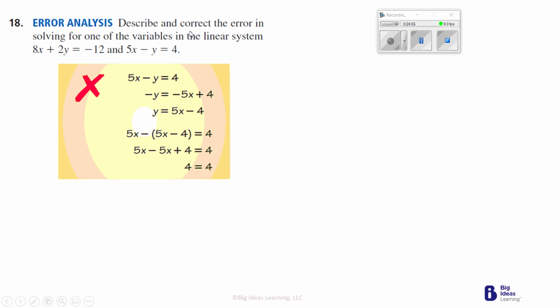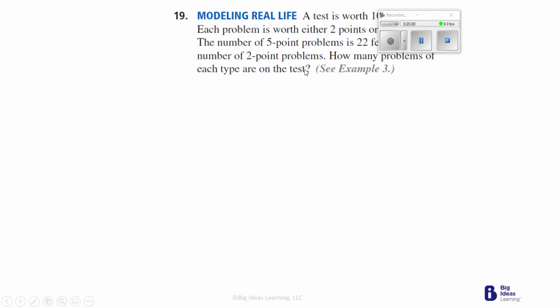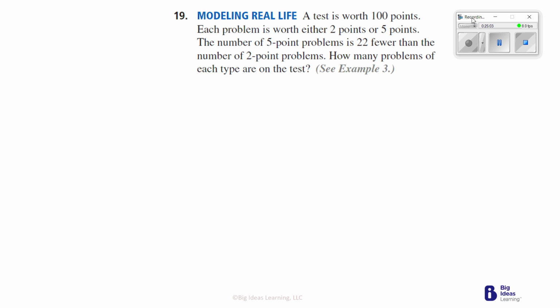18 is yours to do. 19 says a test is worth 100 points. Each problem is worth either 2 points or 5 points. The number of 5-point problems is 22 fewer than the number of 2-point problems. How many problems of each type are there on the test?